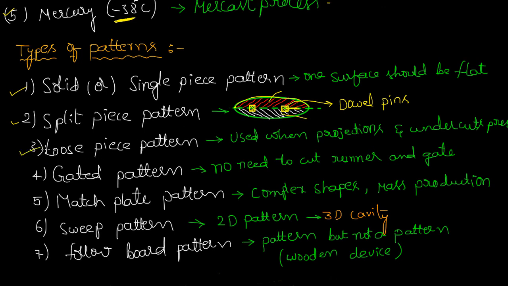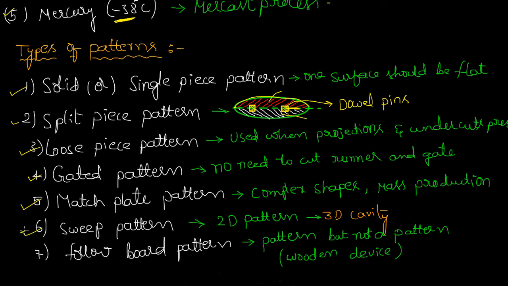And then loose piece pattern. This is used when projections and undercuts are present in the casting. And then gated pattern. With this gated pattern, there is no need to cut the gating elements like runner and gate. No need to cut runner and gate. We just cut the riser only, right? And then match plate pattern. This is only used for complex shapes and for mass production. And that's it. Then sweep pattern.